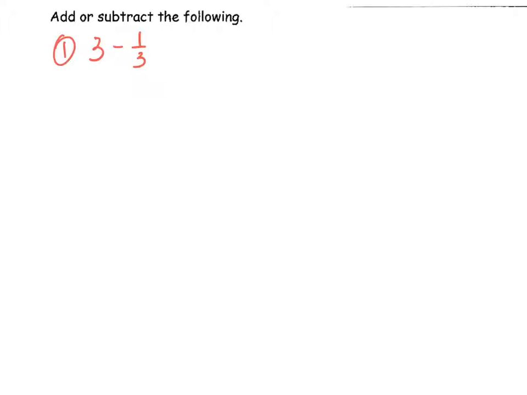Okay, well, it's a whole number 3, and I need to make the whole number 3 into a fraction. How do I make the whole number 3 into a fraction? Put it over 1. Okay, now I'm looking at the denominators, I got a 1 and a 3. What's the common denominator of 1 and 3? What do 1 and 3 both go into? 3. So I'm going to make 2 new fractions with 3's.